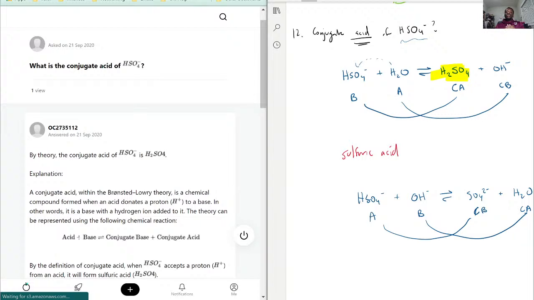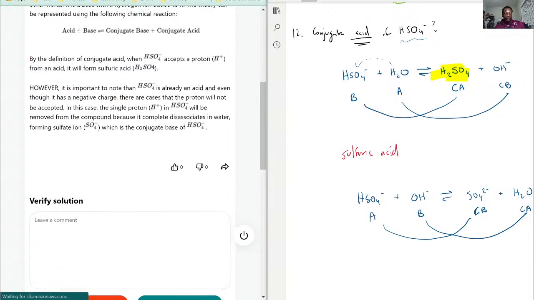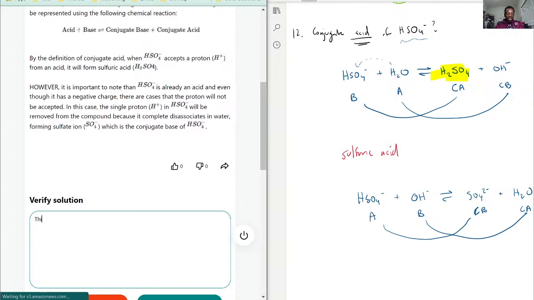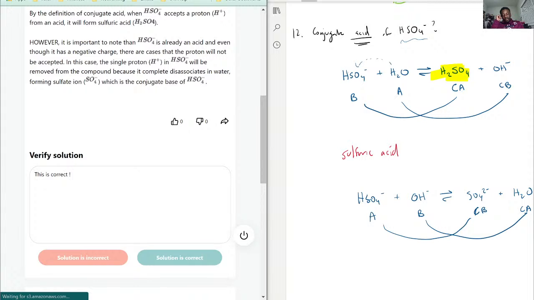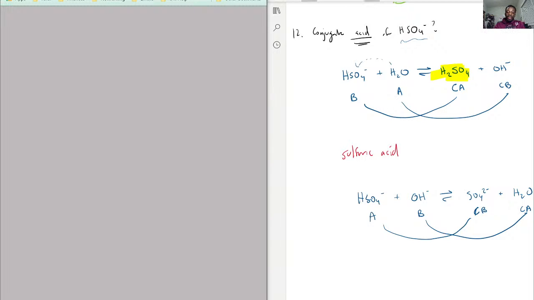It's important that you note what they're asking for, whether it's the acid or the base, because the conjugate acid will have one more proton, and the conjugate base will have one less proton. Okay, so with that being said, this is correct. And now question number 13.